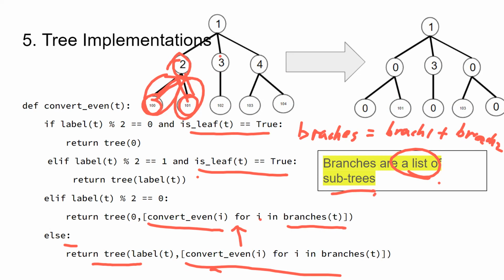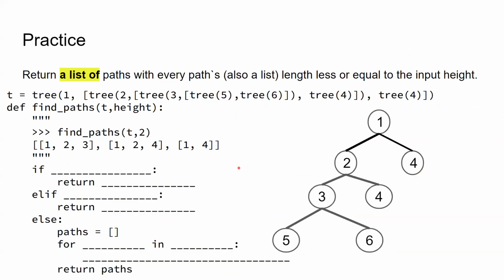Like suppose for 3 here, we can keep this as the old value 3, but it doesn't mean the stuff below it does not need to be modified. This is 102. This is an even number, so we still have to modify that. Yeah, so we still have to put the branches one by one into the recursion function, and then it returns a well implemented tree to us. So this is how we say the convert even function. Yeah, and then we have a practice.